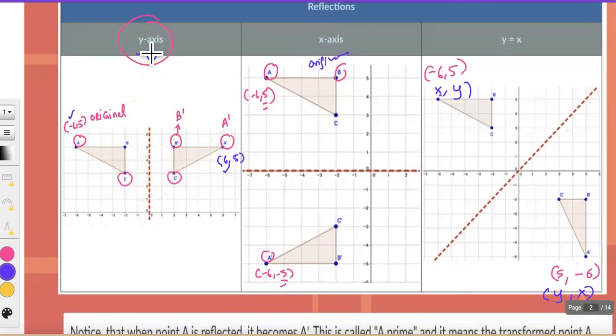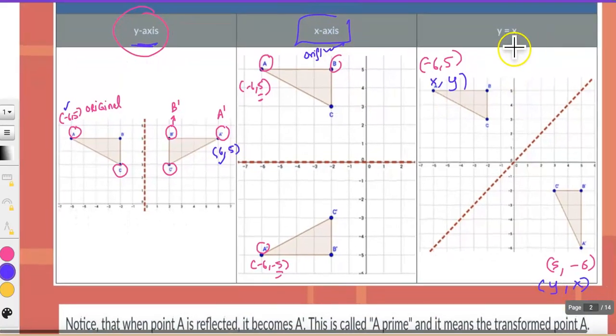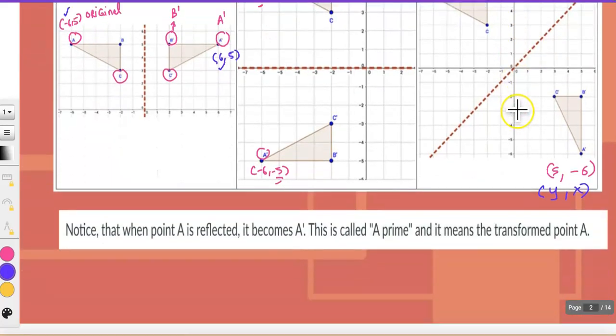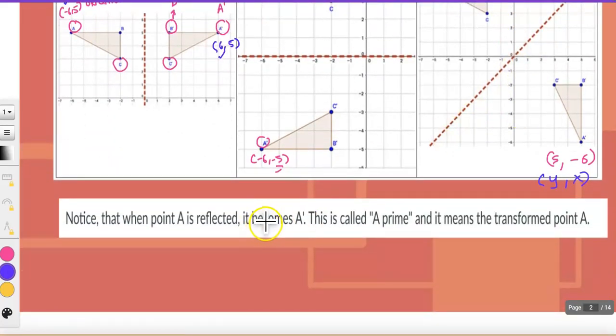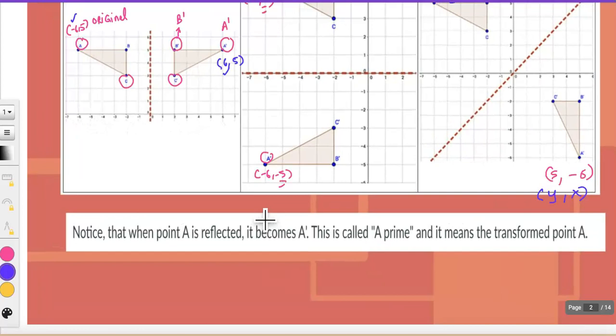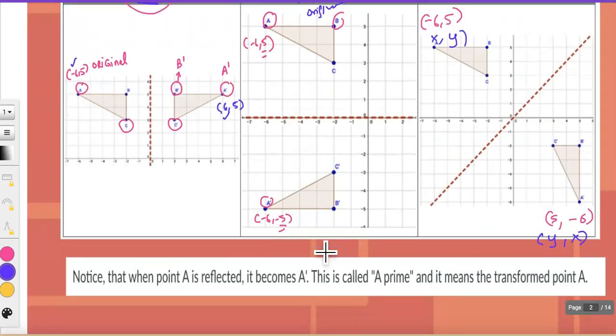The takeaway was when we reflect across the y-axis, your x value changes. When we do the x-axis, your y value changes, and in this case x and y interchange their values. I will give you the rule later on also. And I already explained that when the point A is reflected, it becomes A prime, and this means it is the transformed image or reflected image of point A. Let's proceed to the next slide.